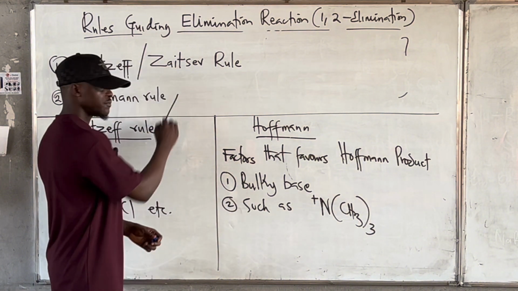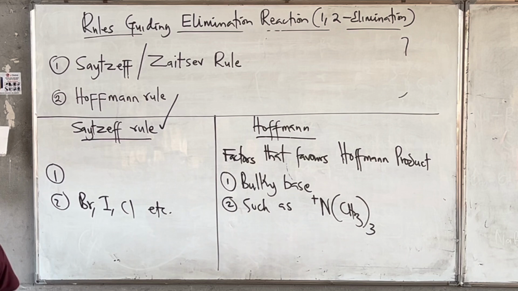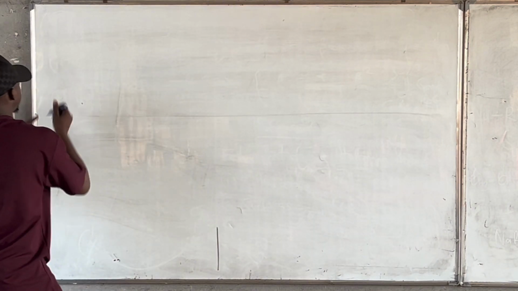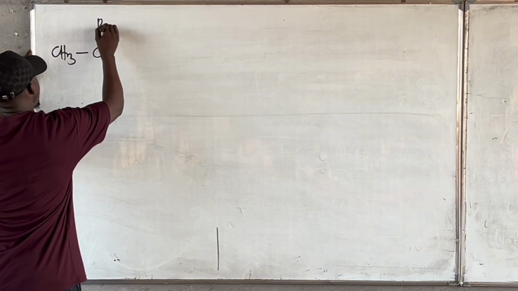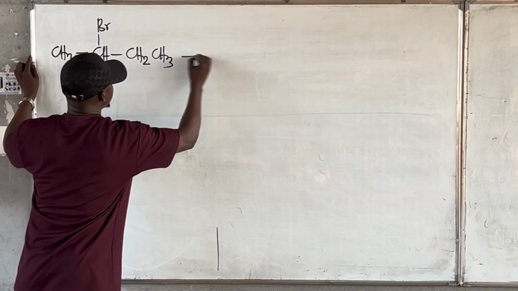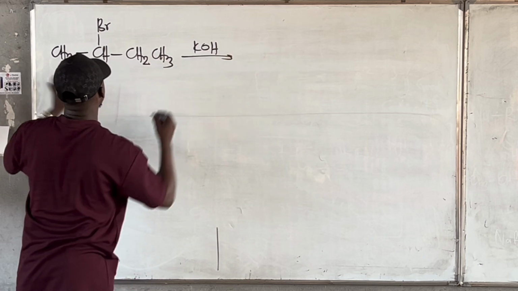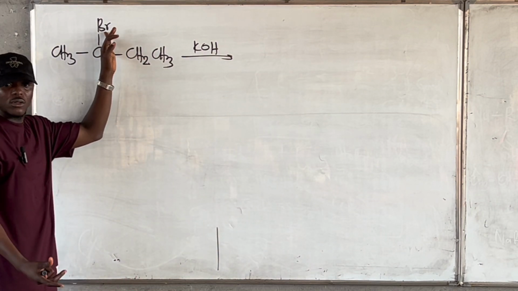What are you going to follow? Saytzeff. Now, let me give us an example. Imagine I have something like this: CH3, CH, Br, CH3. Now, even without saying anything, this will favor Saytzeff because the leaving group is a halogen, a small leaving group.